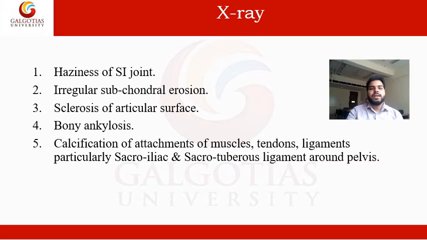So what clinical or X-ray findings can we observe in the X-ray? That is haziness of the SI joint, irregular subchondral erosion, sclerosis of the articular surface, bony ankylosis, the fusion of bone, and calcification of attachments of the muscle, tendon, and ligaments, particularly the sacroiliac and sacrotuberous ligaments around the pelvis.